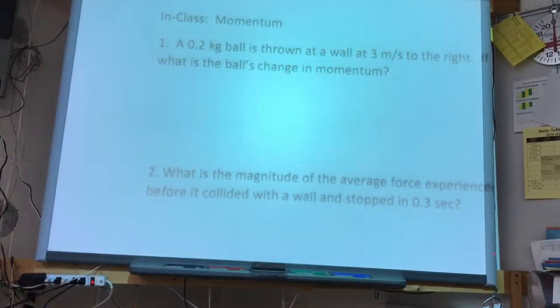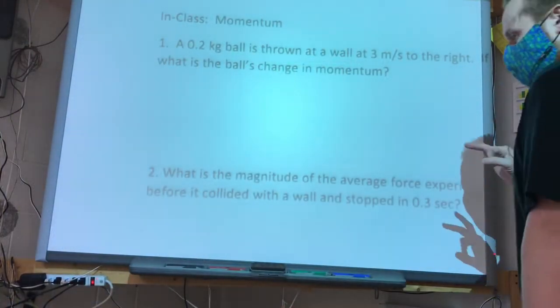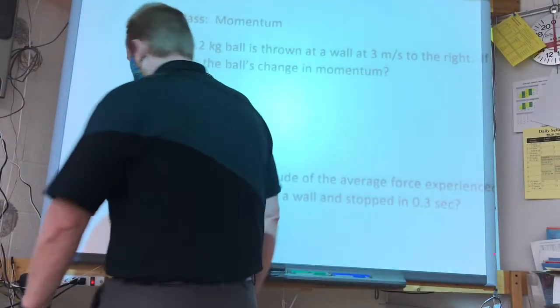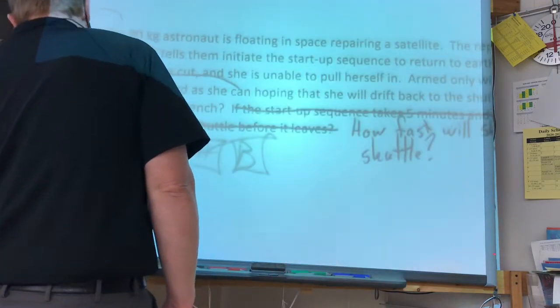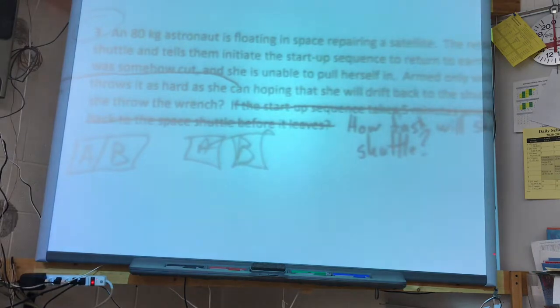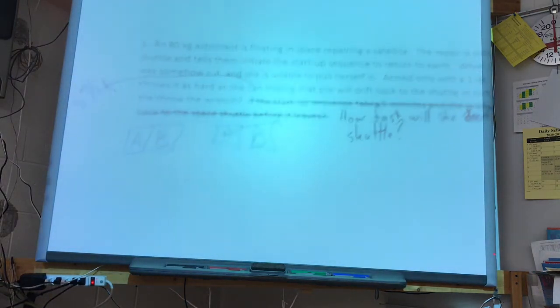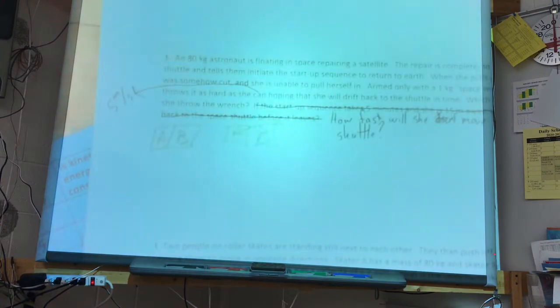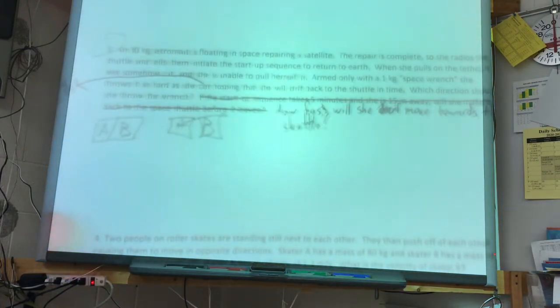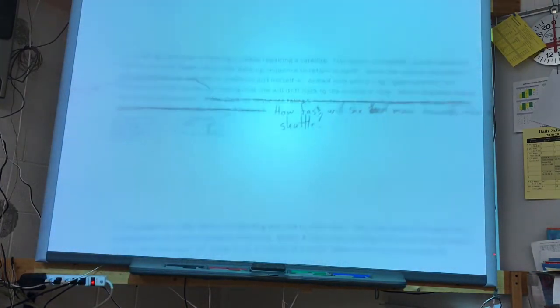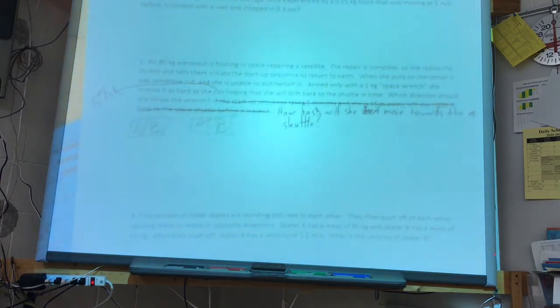So on the worksheet in class momentum, we're going to work through 3 problems. The first one is question number 3, and I didn't realize till after I printed it off that I was missing some information and I didn't actually ask the question that I really wanted to. So I apologize, but I'm going to make some quick edits to what the question actually asks.